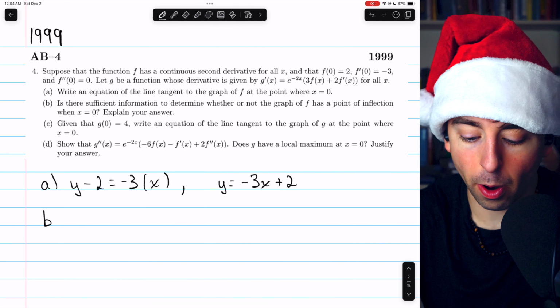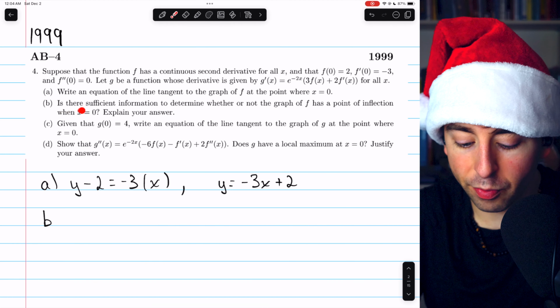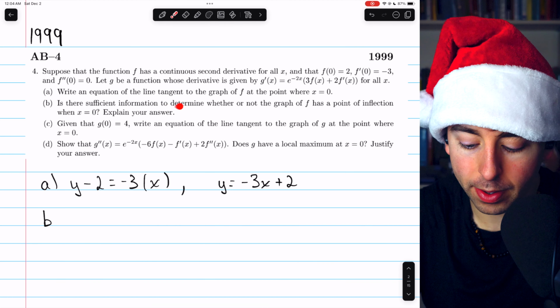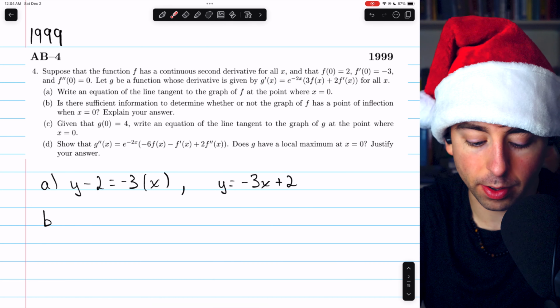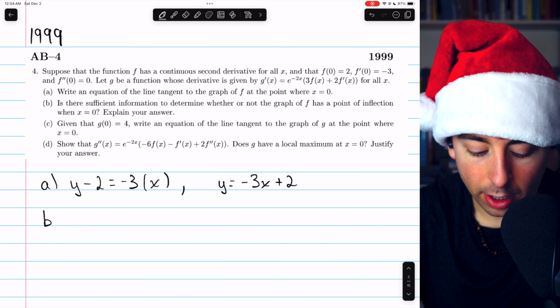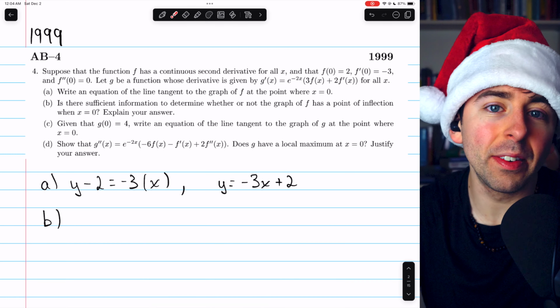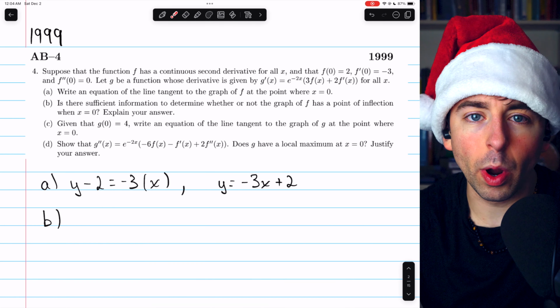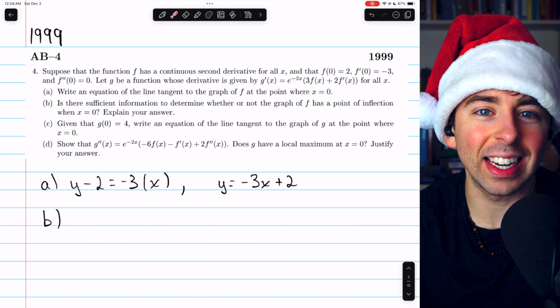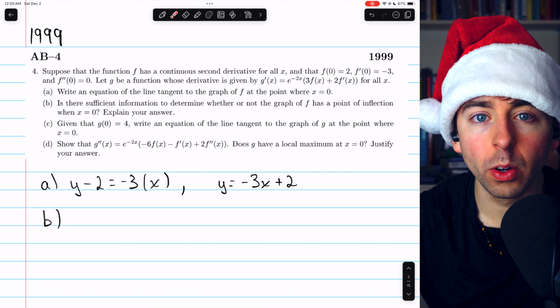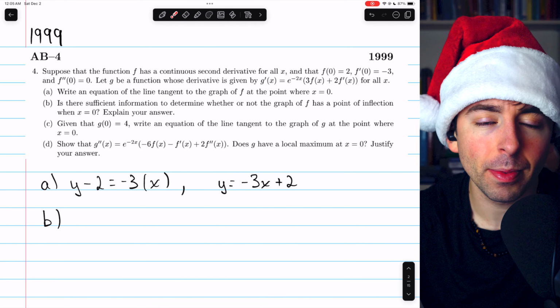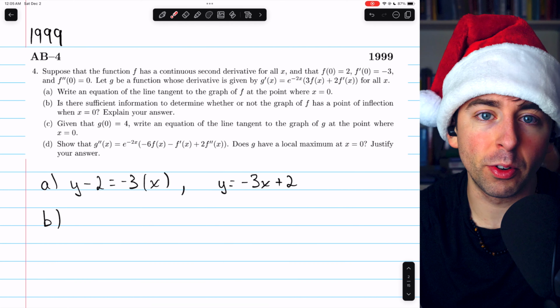Let's move on to part B. Is there sufficient information to determine whether or not the graph of f has a point of inflection when x equals 0? We have to recall that a point of inflection is a point where the graph changes concavity, where the second derivative goes from negative to positive, or from positive to negative. In this case, there is not sufficient information.